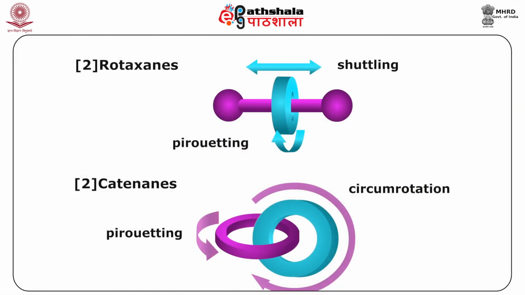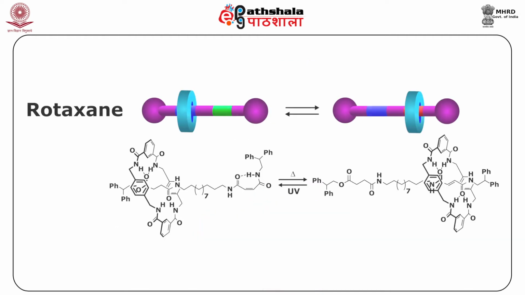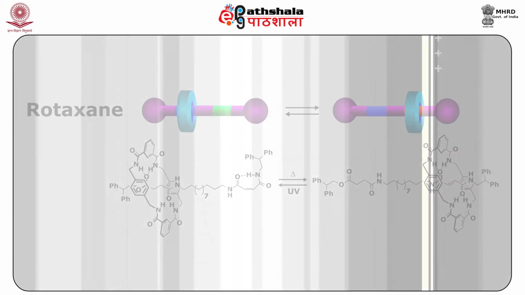Now you can see here how rotaxanes and catenanes are getting involved in pirouetting, shuttling and circumrotation to give you different types of molecular machines and modes of movement which are present in rotaxanes as well as catenanes. And you can also see here how photochemically activated molecular switches are created in the case of rotaxanes.